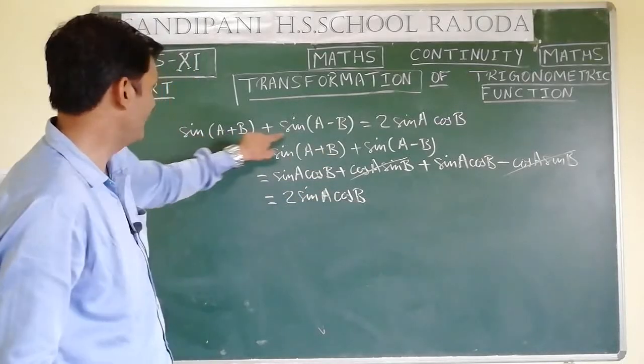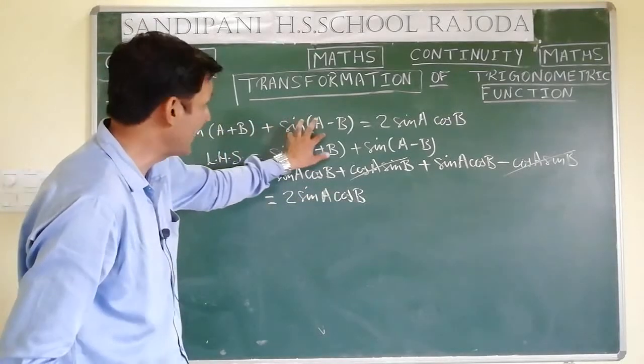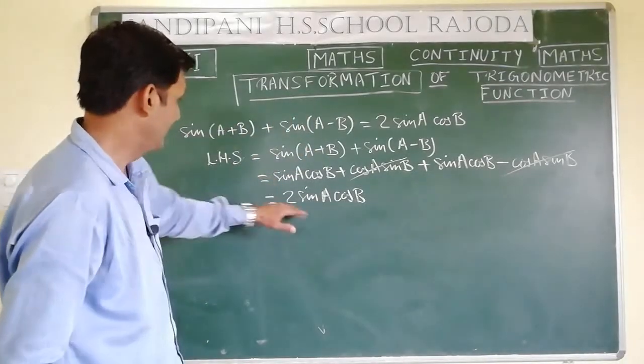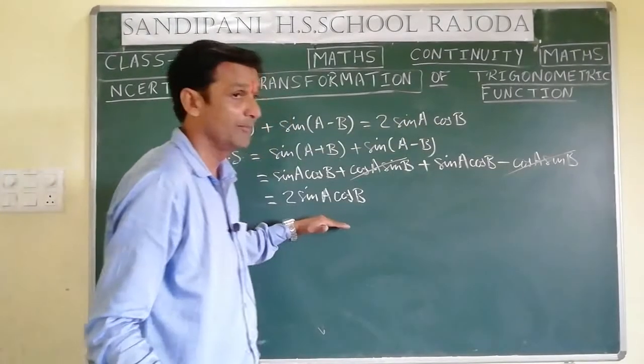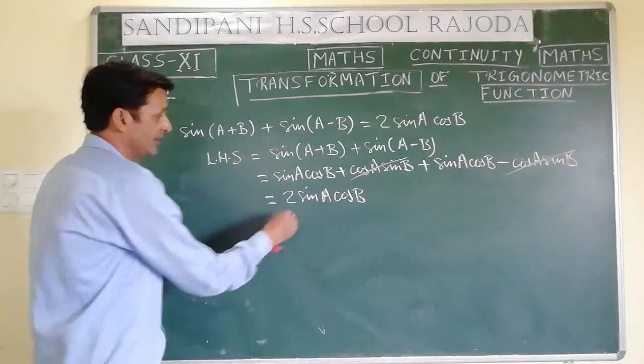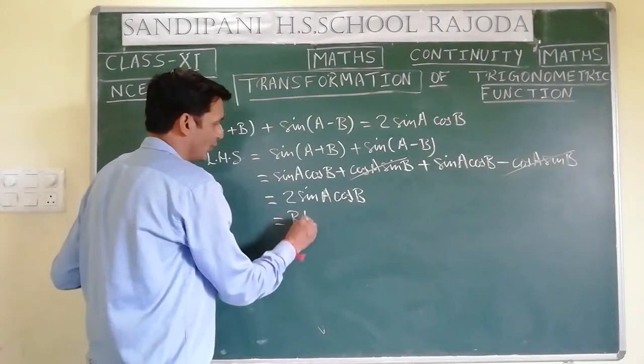Here it is in the form of trigonometric ratios sin and sin only, and here we have written it in product form. So this is called transformation. It is our RHS part, which we have just proved.